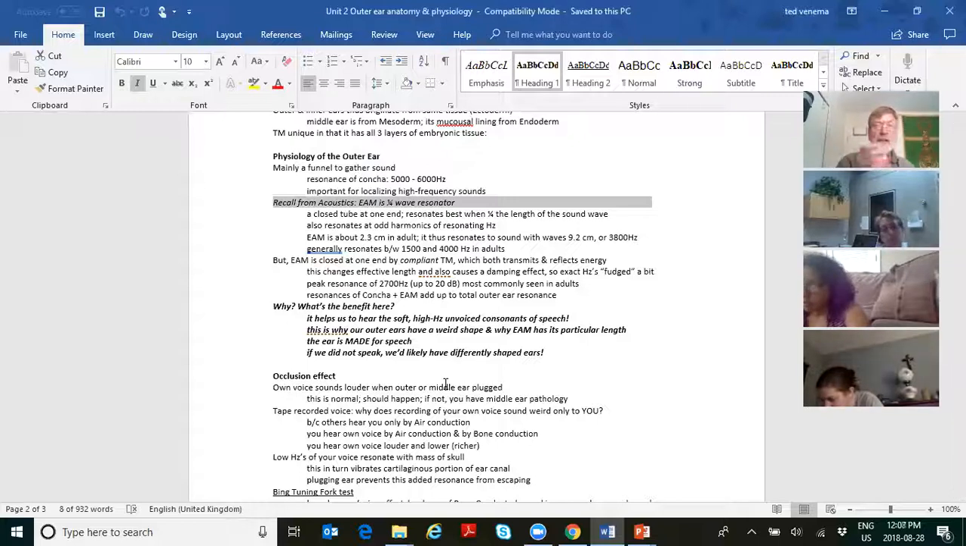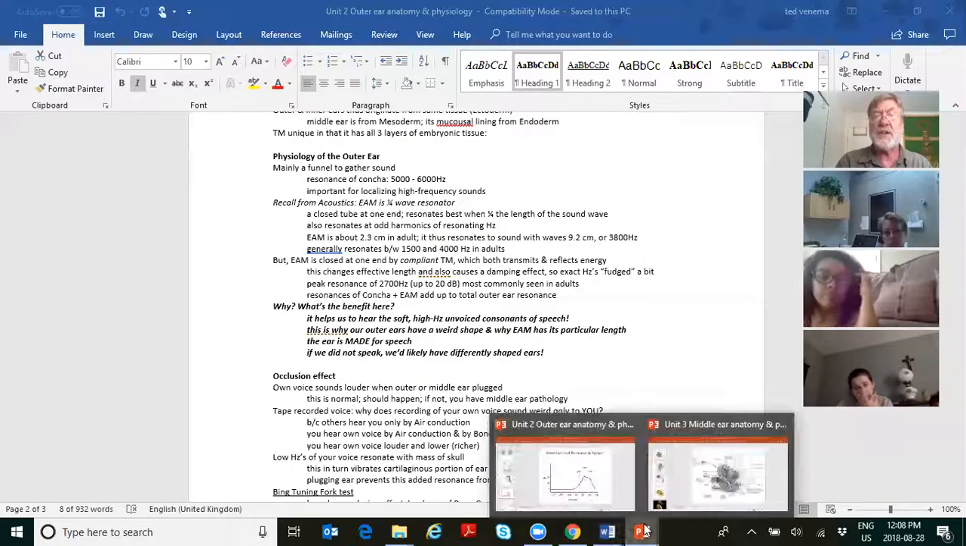Any object like a cup, and dang it, my coffee cup is in the kitchen, but you know what I mean, a cup. A cup is open at one end and it's closed at the other end, isn't it? A cup is like a cylinder. Let me just show you here. Anything that's a cylinder, round and closed at one end and open at the other end, those are called quarter wave resonators, whether it's a cup or your ear canal.